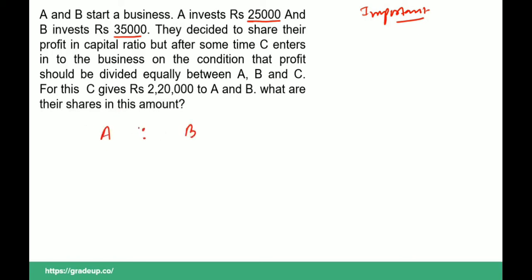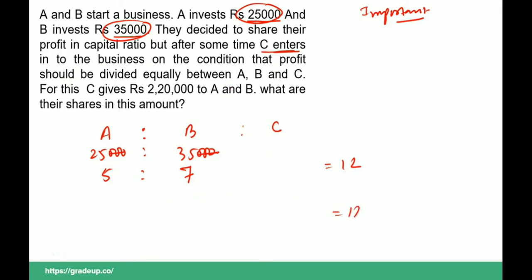A invests 25,000, B invests 35,000, and profit is shared in their capital ratio, that is 5:7. All right. Now we have a third partner C. Let's say profit is 12 rupees, but C enters the business on the condition that profit should be divided equally. If C enters, then this 12 rupee profit is divided equally, that is 4:4:4. And for the compensation, C gives 2,20,000 to A and B.